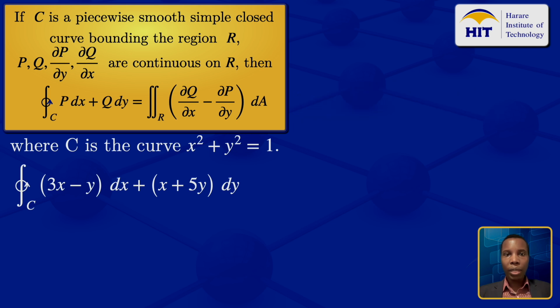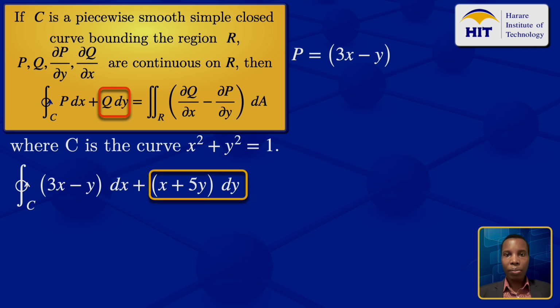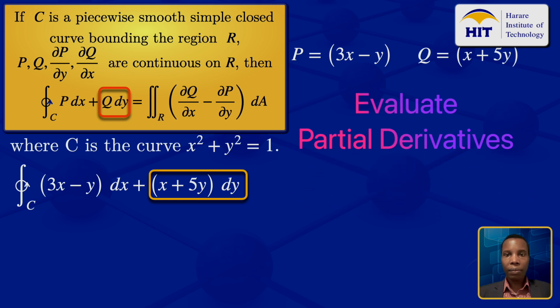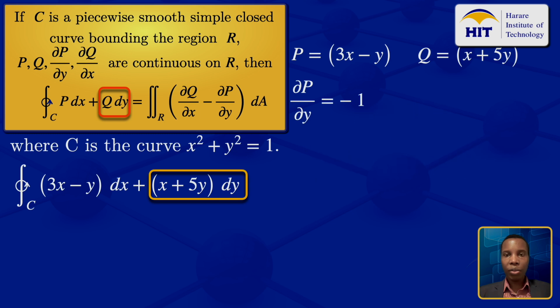So if we look at the P dx here and compare with what we have in our integral, we see that P is equal to 3x minus y. Then if we look at the next part, the Q dy, in our integral we have x plus 5y dy. So by comparison, we see that Q is equal to x plus 5y. Then we go on and evaluate the partial derivatives. The partial derivative of P with respect to y is equal to minus 1. The partial derivative of Q with respect to x is equal to 1.